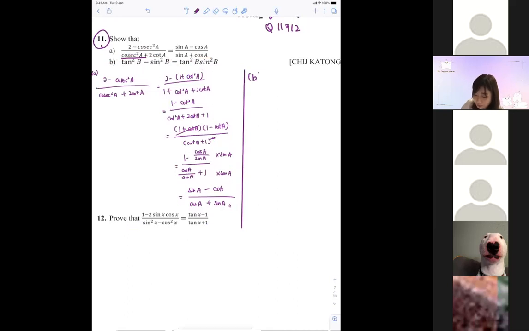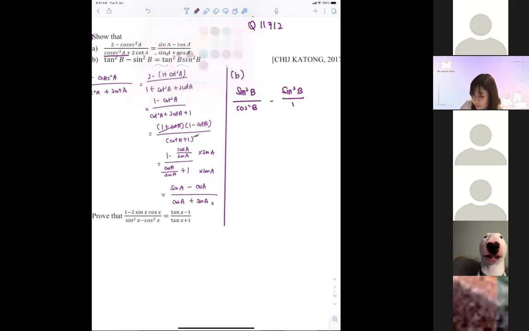Okay, for part B, what we can do here is change them to fractions. So tangent square is sine square over cosine square. Sine square b is just sine square b over 1. We make the denominator the same: times cosine square b. We have sine square b minus sine square b cosine square b, over cosine square b.